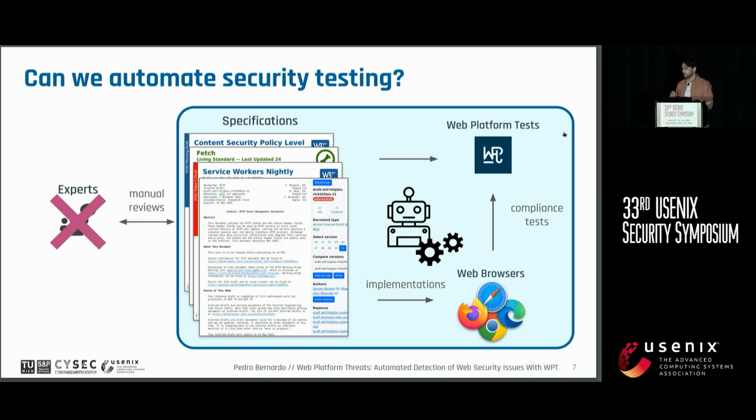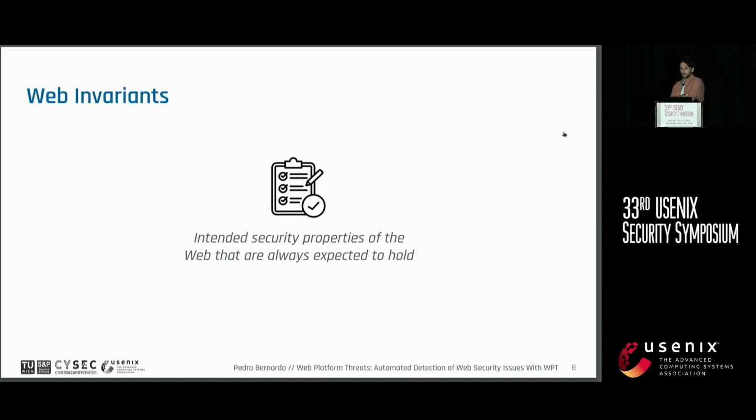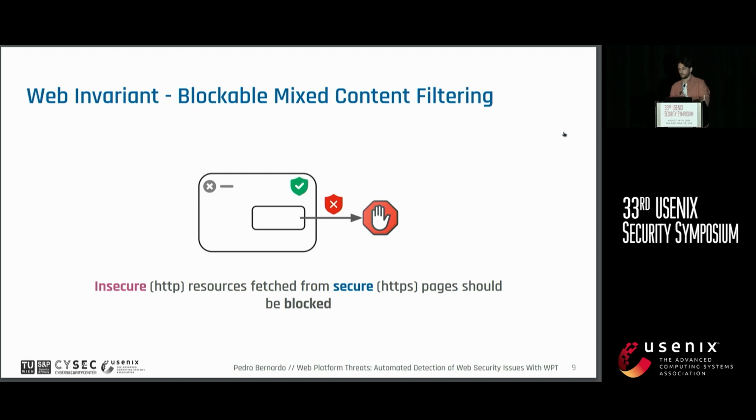First of all, we need a few ingredients, but the most important one, as we've also heard in today's keynote, is a clear definition of the security properties we want to enforce. For the case of the web, these are web invariants. Web invariants are security properties of the web that are always expected to hold. As an example of a web invariant, we have the following property, which describes the general case for the mixed content policy. It states that insecure resources fetched from secure pages should be blocked. The real invariant is a bit more tricky and involves a lot of specification jargon, but this is the main concept, the main idea.